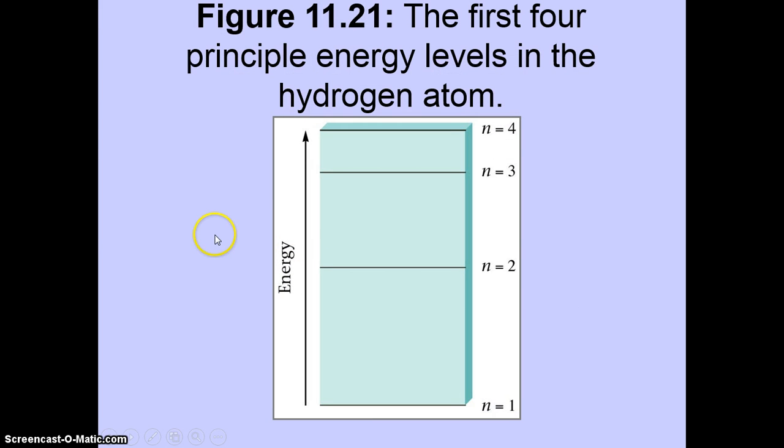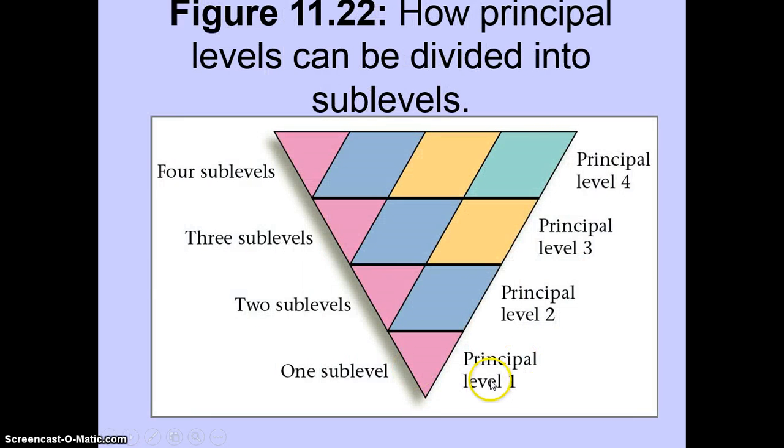This figure shows the first four principal energy levels in the hydrogen atom. So n equals 1, 2, 3, and 4, and n equals 1 is the energy level closest to the nucleus. So here's our principal energy level, the first quantum number. So principal energy level 1, 2, 3, and 4. And within those are sublevels. Principal energy level 1 only has one sublevel. Principal energy level 2 has two sublevels, 3 has 3 sublevels, and 4 has 4 sublevels.